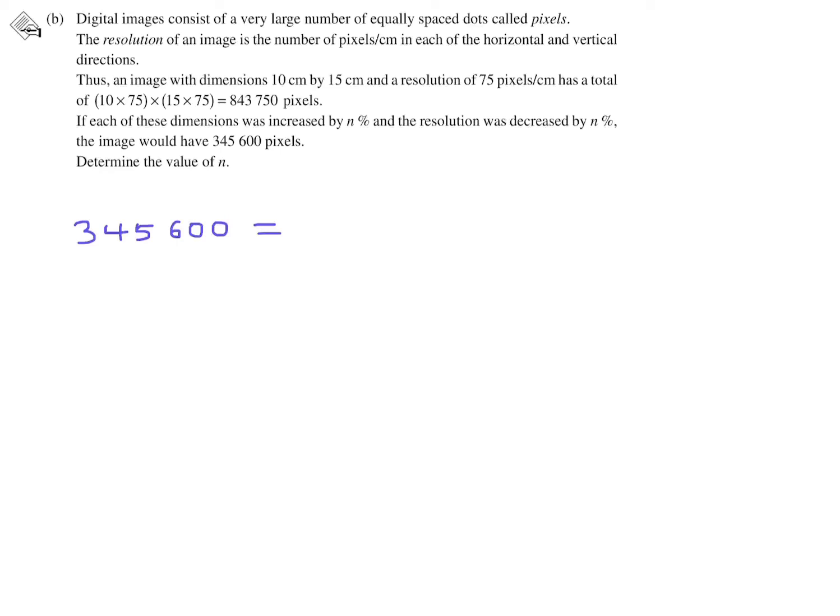And now we have to figure out this formula using n. Well, the first part is 10. The dimensions have not changed in terms of the base dimensions. We are increasing this image by a certain amount, so we can still use 10 and 15. We just have to ensure that we increase them. 10 is being increased by n%. So that means it would be 10 times 1 plus n over 100.